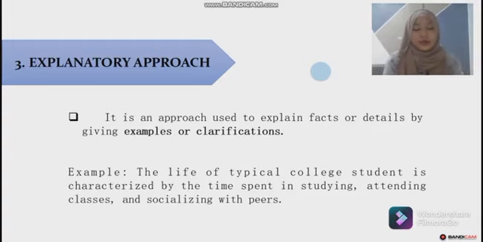prove that the thing they are explaining is a fact. So for example, the life of a typical college student is characterized by the time spent in studying, attending classes, and socializing with peers. So the college student must be busy with his or her studies, must be punctual enough to attend his or her classes, and at the same time sociable with his or her friends.